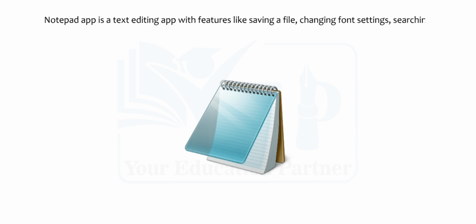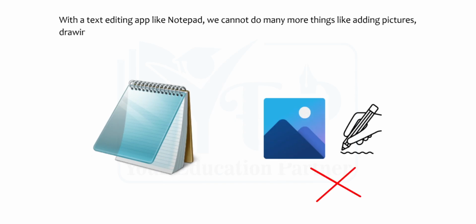There are numerous apps for text editing, and these are perfect for doing simpler tasks, for example, Notepad. Notepad app is a text editing app with features like saving a file, changing font settings, searching text and more. With a text editing app like Notepad, we cannot do many more things like adding pictures, drawing shapes, etc.